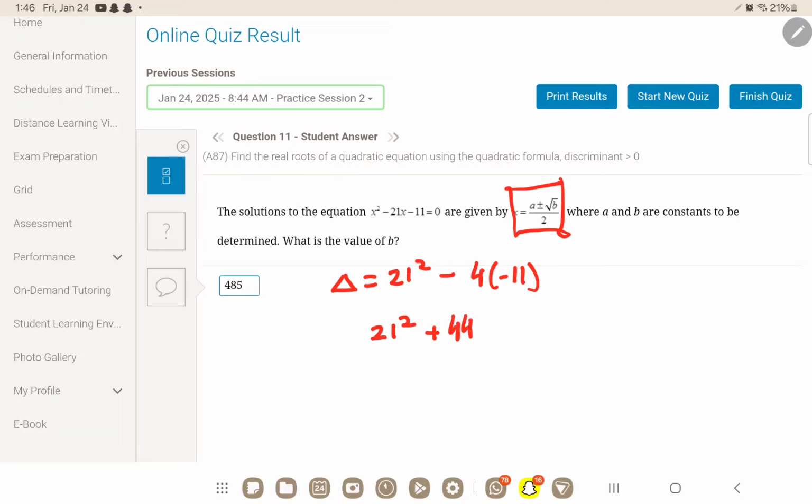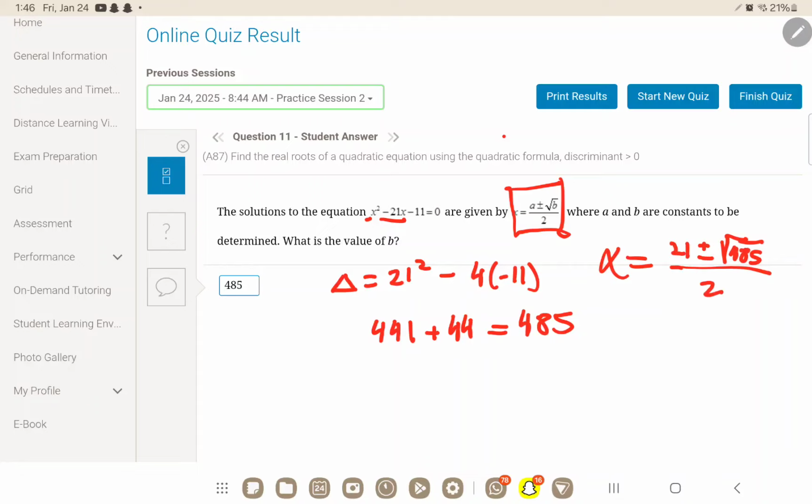21 squared is equal to 441. So delta equals 485. And if we want to write it in quadratic formula, it's going to be negative b, so negative 21, plus or minus radical 485 over 2 times the coefficient of x squared, which is 1, so over 2.